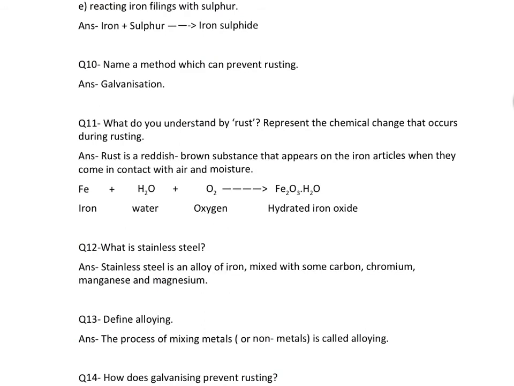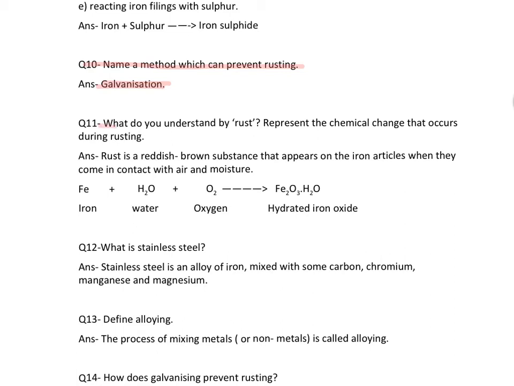Okay children, let's continue with our favorite part, that is discussing the questions. Your question is, name a method which can prevent rusting. I hope you all can give an answer to this question. And the answer is galvanization. You can go with alloying also, or painting and greasing.